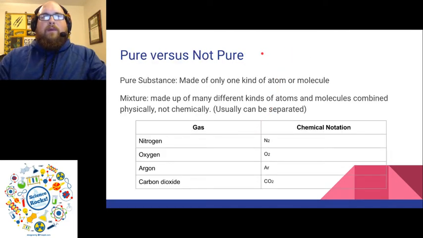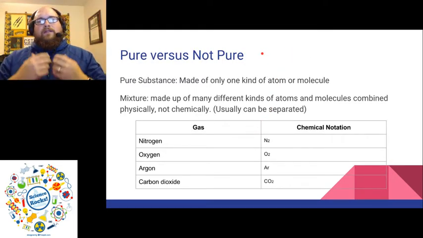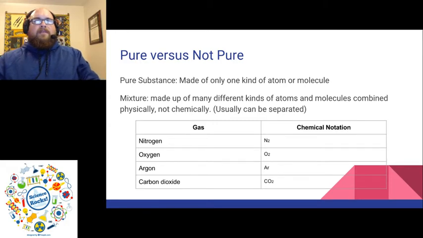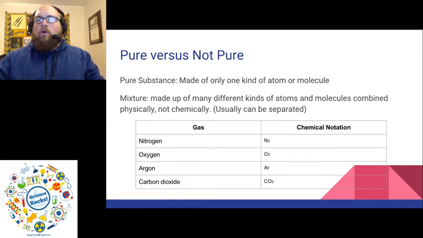Now let's talk for a moment about what is pure and what is considered not pure. Especially when it comes to elements, it can be quite confusing. So a pure substance is only made up of one kind of atom or molecule. A molecule, of course, being multiple atoms stuck together chemically. Now, we're going to get to an example where we can actually understand that a little bit closer in just a moment.